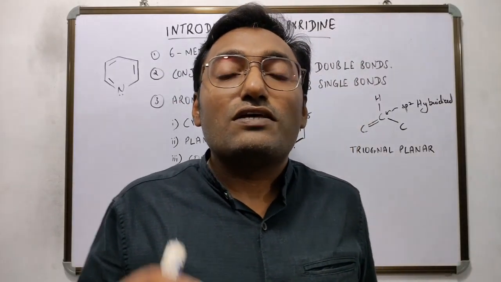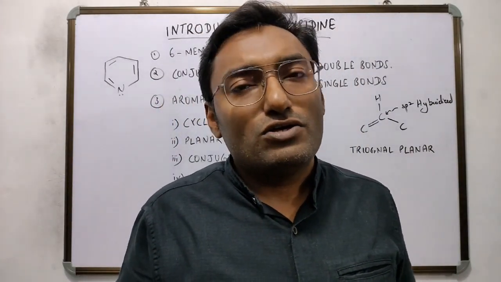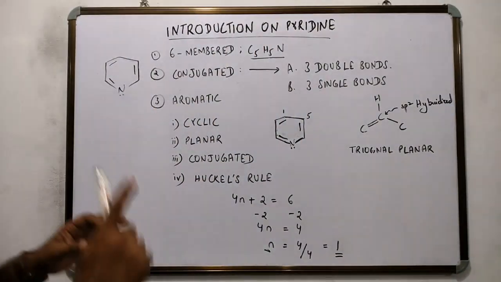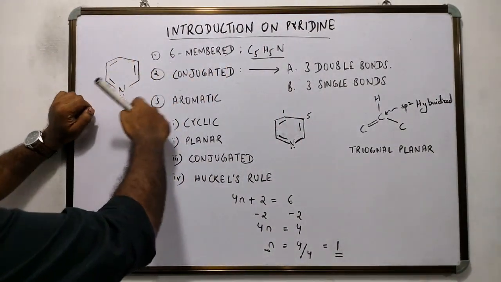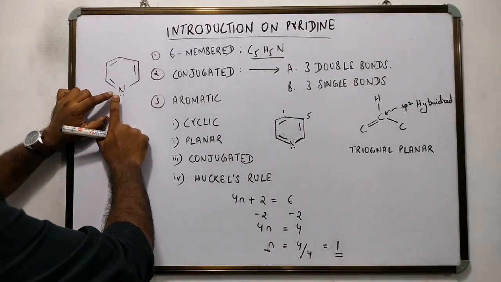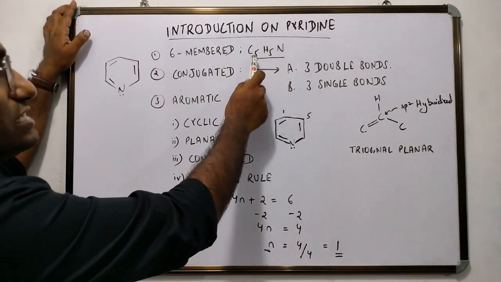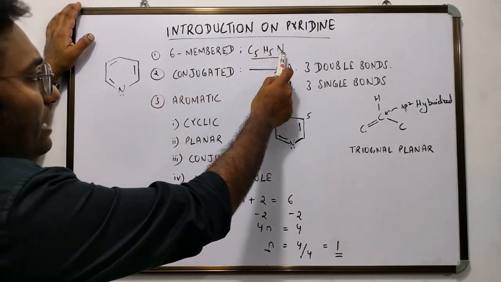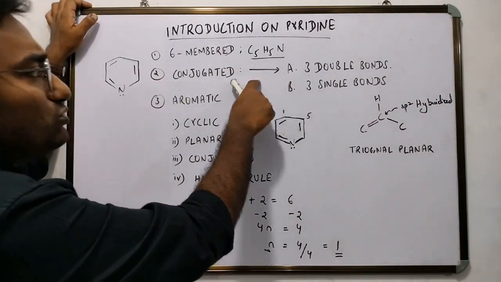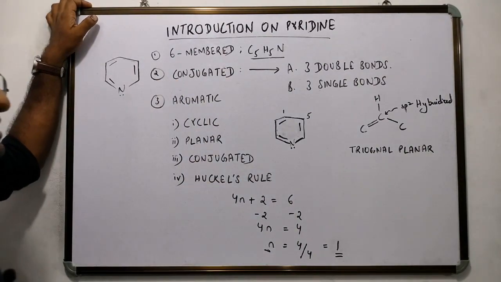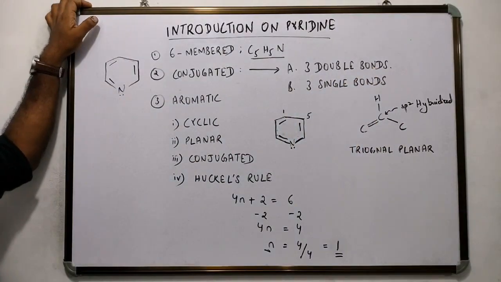In this video class, we are going to discuss 6 points on pyridine. So let's see. First point, pyridine is a 6-membered heterocyclic ring containing nitrogen, the molecular formula of which is C5H5N. Point number 2, pyridine has a conjugated system consisting of 3 double bonds and 3 single bonds.